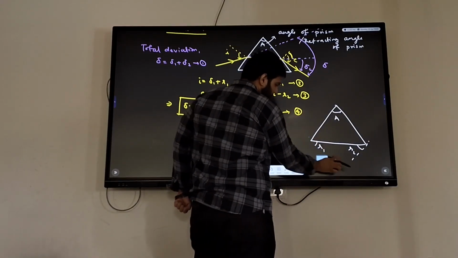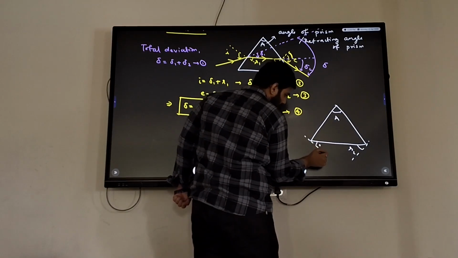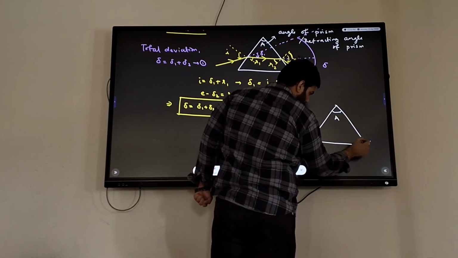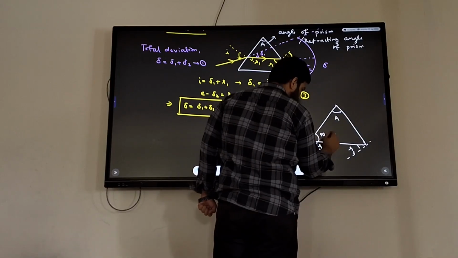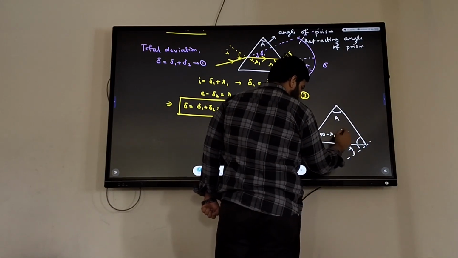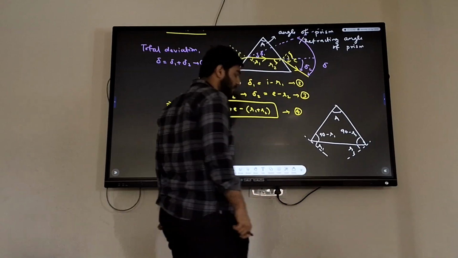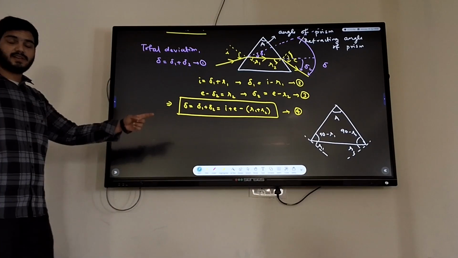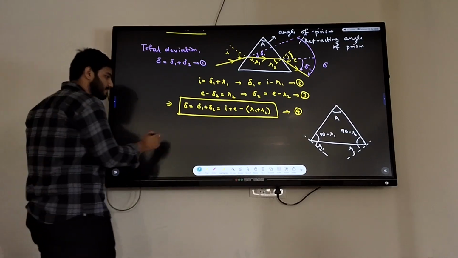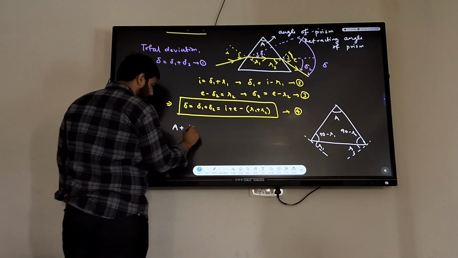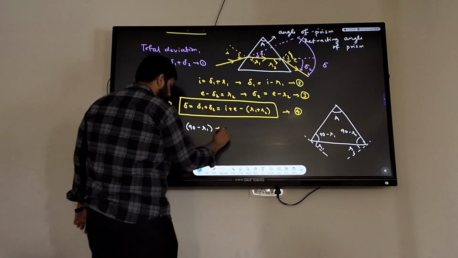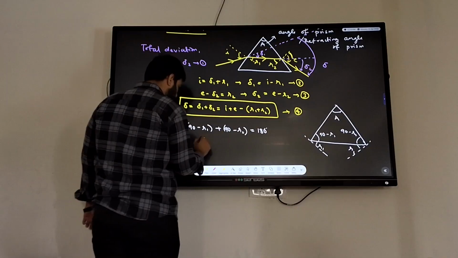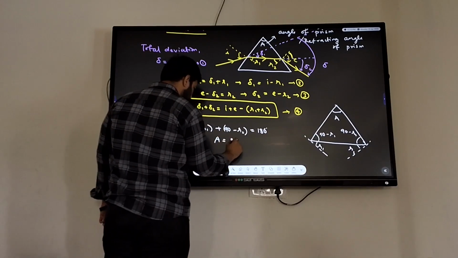We can make them a little better. So this should be 90 minus R2. What about this one? 90 minus R2. The sum of all angles of a triangle is going to be equal to 180. Then what should be the relation between A and R1, R2? A plus 90 minus R1 plus 90 minus R2 equals 180. Then A is equal to R1 plus R2.